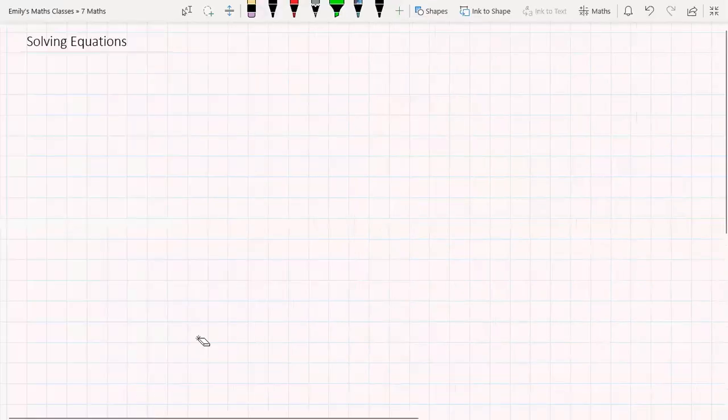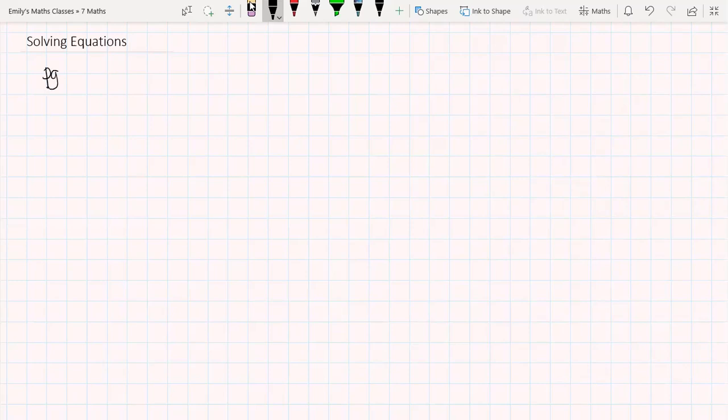So I'm going to go back a few steps from where some of you may be up to. Using your textbook, I'm going to go back to page 532, and it is exercise 10D.